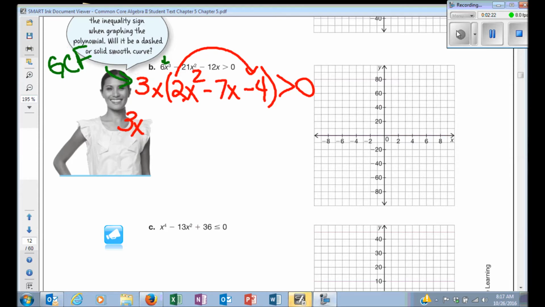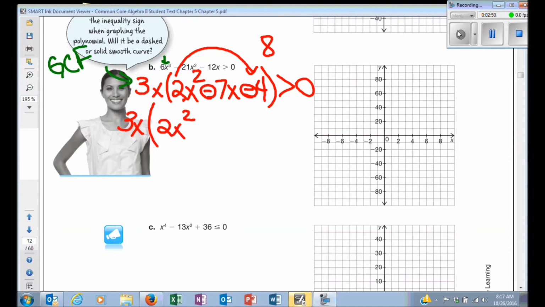2 times 4 is 8. I need 2 numbers that multiply to 8, but different signs are going to subtract to 7. Well, those 2 numbers are 8 and 1, right? And they're different signs. Which one is going to be the bigger number? The bigger number is going to be negative. Are you following with where I'm getting all this stuff from? So I write this down.